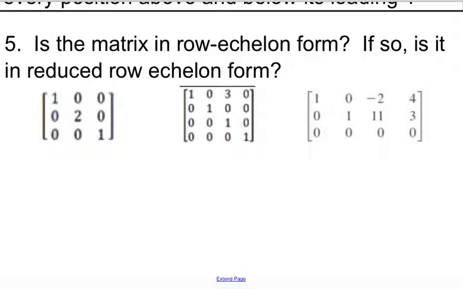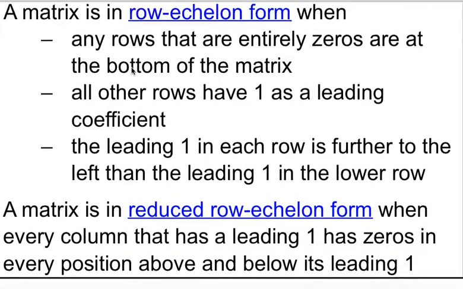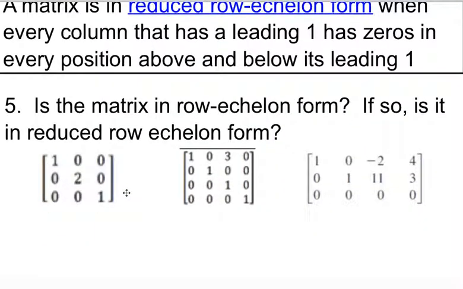Okay, so this first one. What were our criteria again? Rows of 0's at the bottom, leading coefficient of 1, further to the left. We don't have any rows of 0's in this first one. Are all of our leading coefficients 1? Well, no. So this is not in row echelon form. Let's take a look at the next one. We don't have any rows of 0's to worry about. I do see that all of our leading coefficients are 1, and the highest leading coefficient is further to the left than any of the ones below it. So this is good. It is a yes. This is in row echelon form.